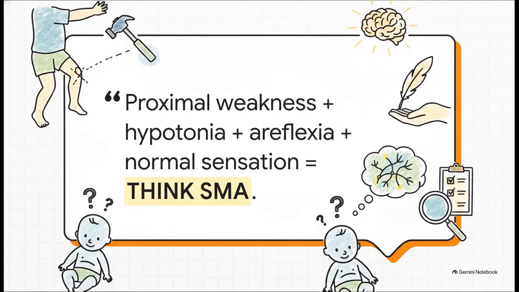I'm going to leave you with this ultimate clinical pearl. Burn this formula right into your memory. If you see a child with proximal weakness, severe hypotonia, and areflexia, but they have completely normal sensation and perfectly normal bright cognition, think SMA.